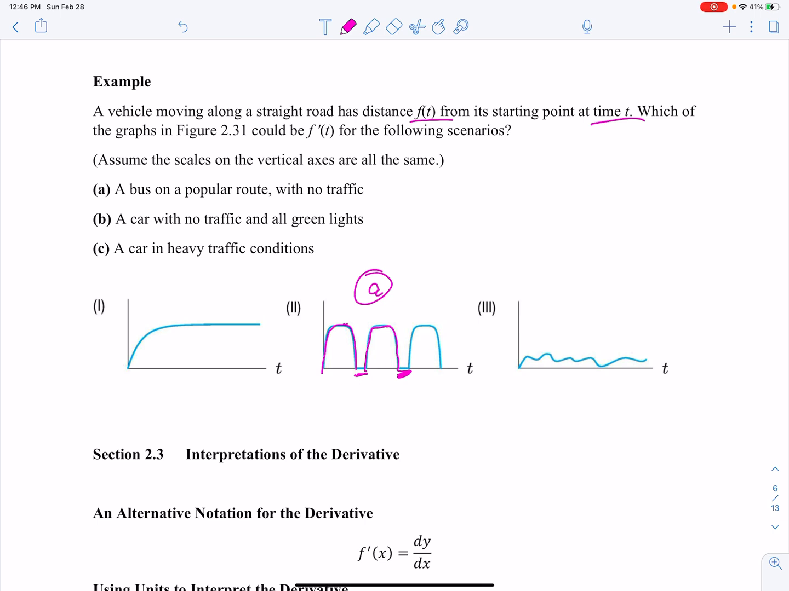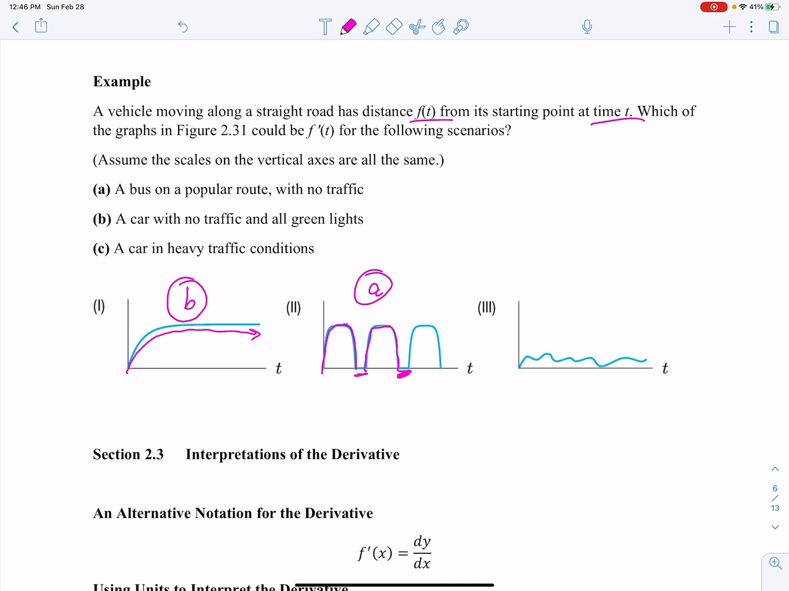All right, what about B? Car with no traffic and all green lights. Well, this one will make sense, right? You start accelerating and you get to a certain speed, and you just keep going at that speed till you get to your destination because you have all green lights. Although some of us would probably do this, right? No, I'm just kidding. Little math joke, sorry. So that's B.